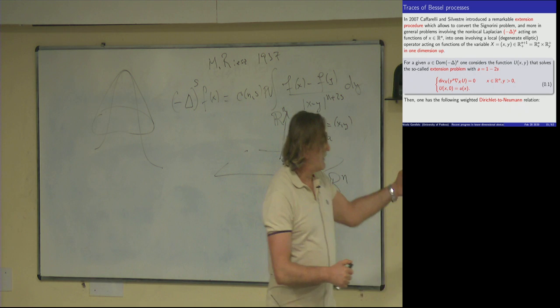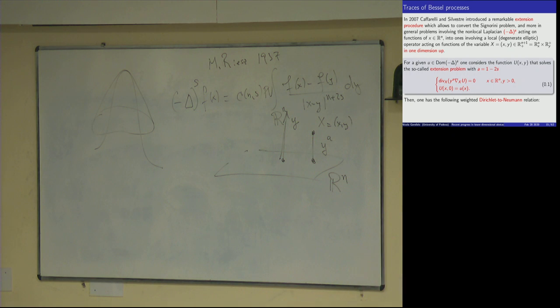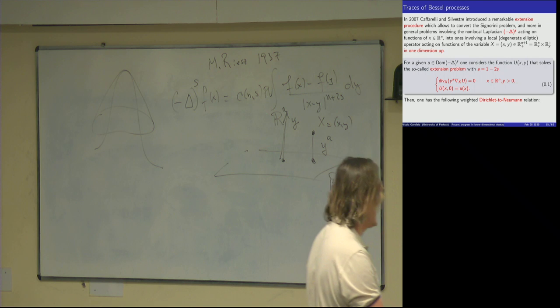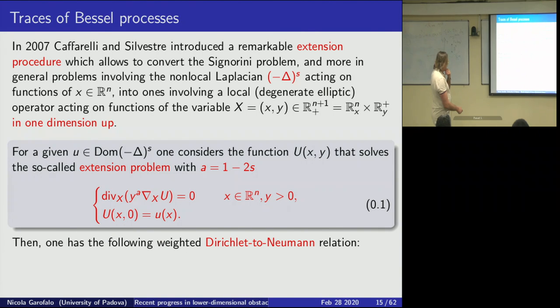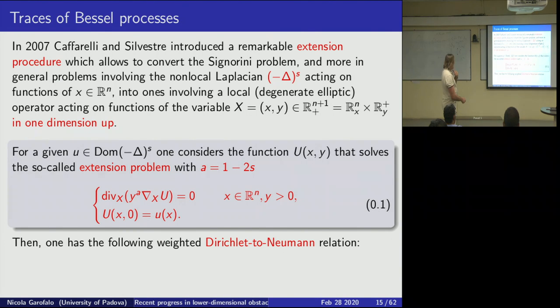a, where a is any number between minus 1 and 1. Because notice that a is connected to s by this equation. s ranges between 0 and 1. So a is going to range between minus 1 and 1. Okay? So this power can become a negative power, so that it could be a singular weight. But in any case, you solve this problem. There is a way of solving this problem by standard functional analysis.